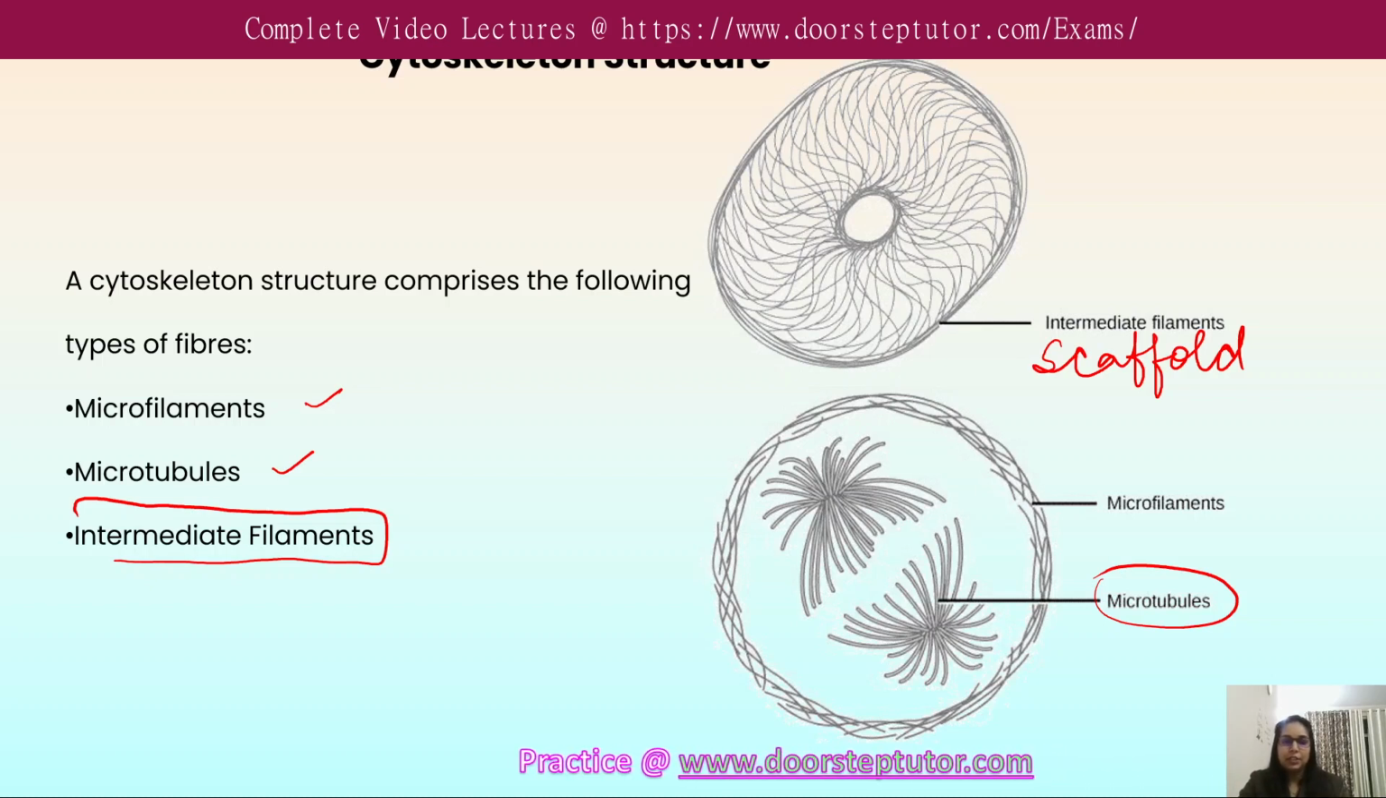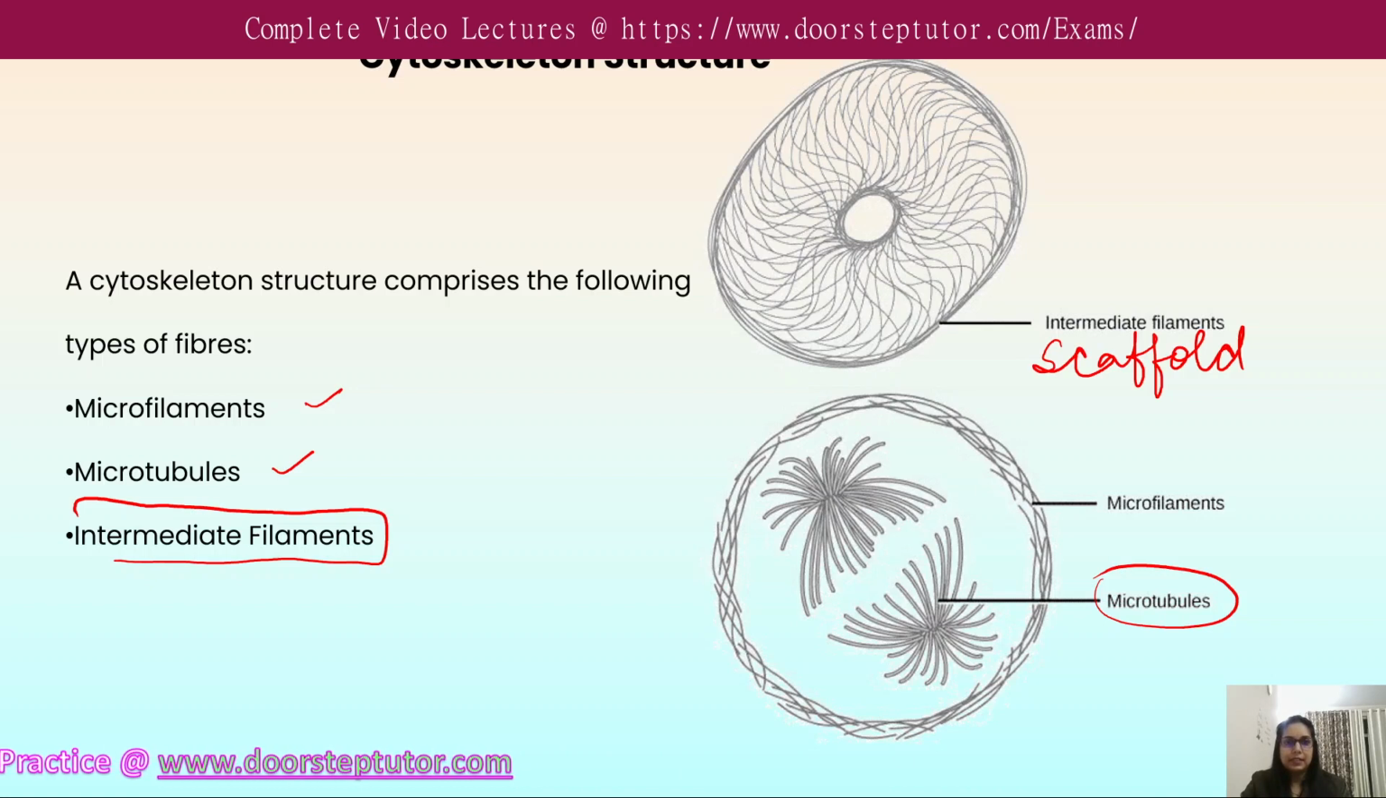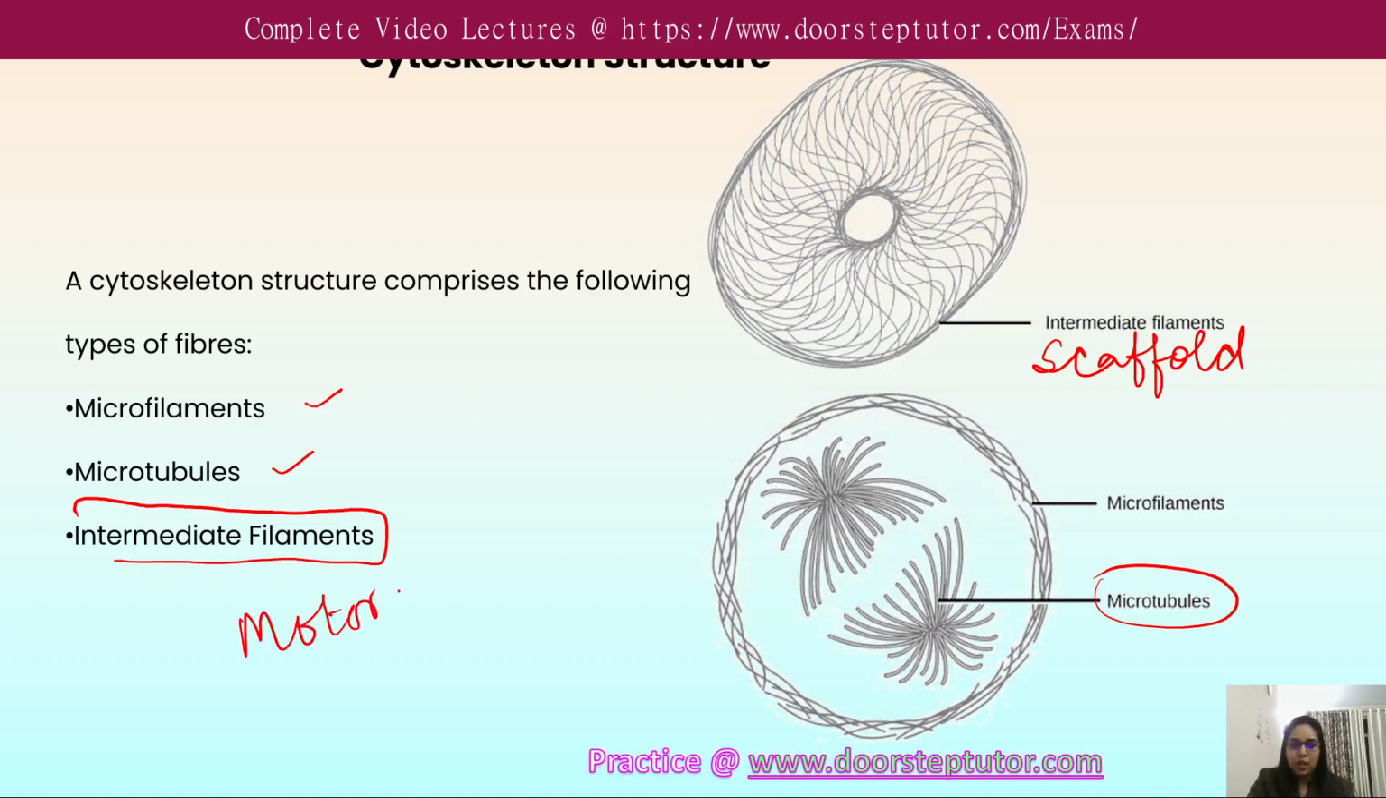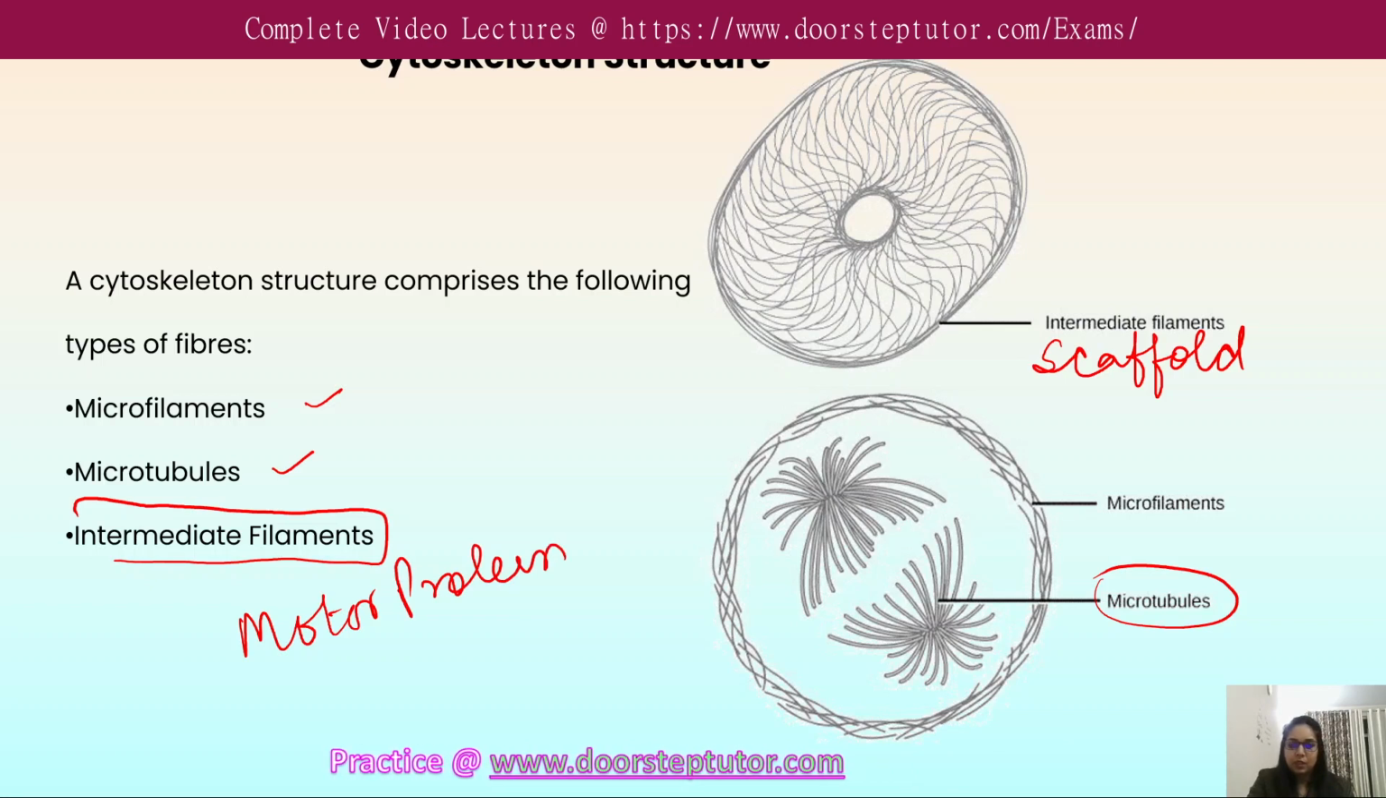So these are the different structures of the cytoskeleton. We'll discuss these one by one in detail. And besides these three types of fiber, the cytoskeleton is also made up of certain motor proteins. What are these motor proteins?